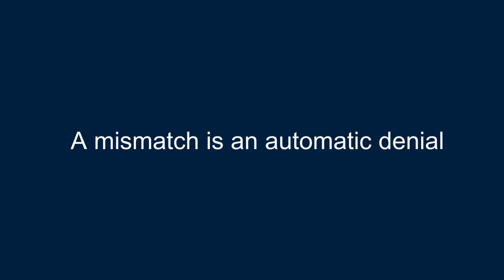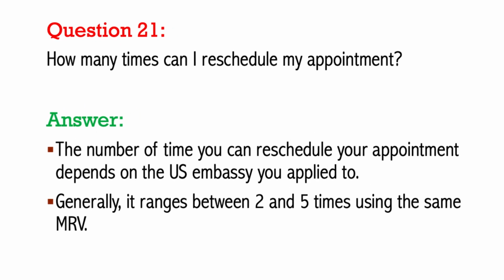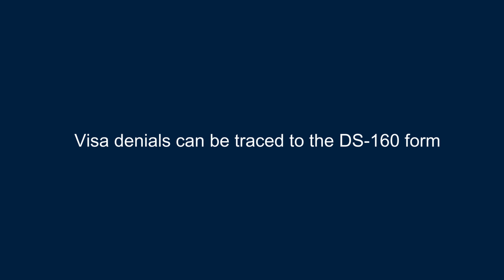This is because when there is a serious mismatch between what you put on the DS-160 form and what you say during the visa interview, you will automatically be denied a visa. Of course, unless there is a good reason for that. Being denied a visa is not always about how you answered your questions during the visa interview. It could also be traced to your DS-160 form.